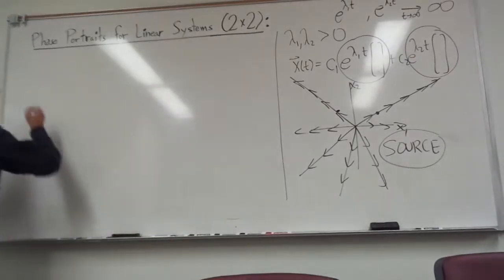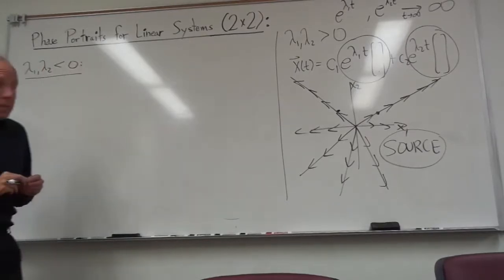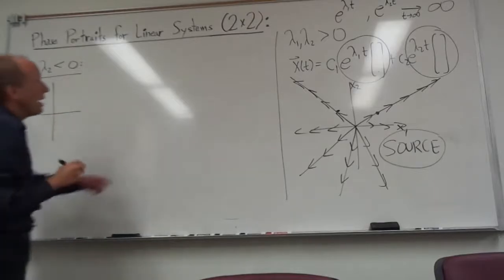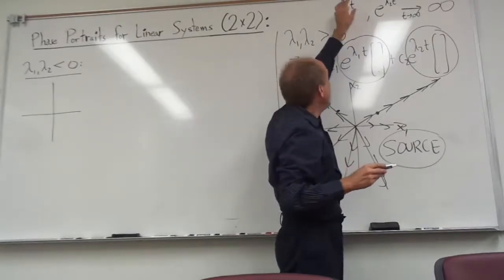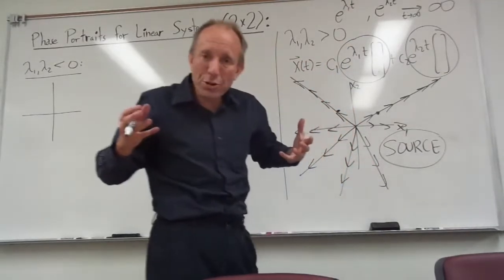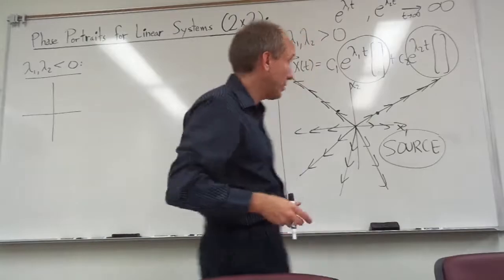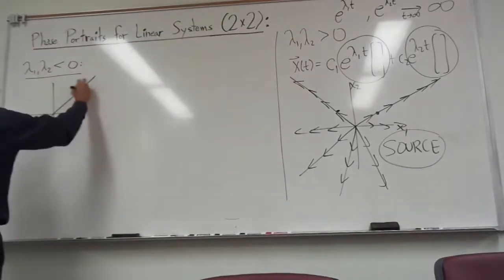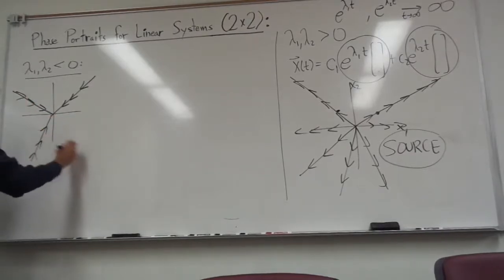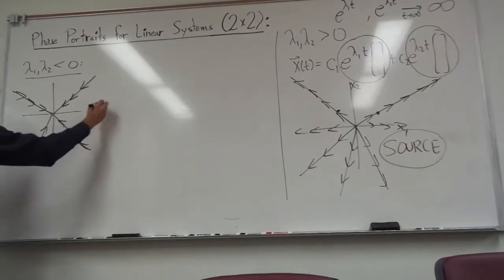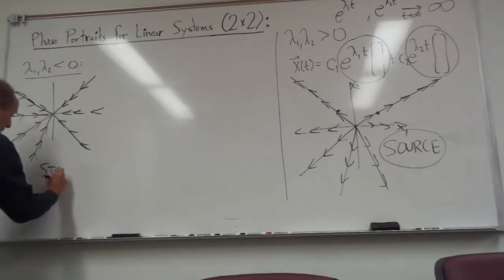Another possibility would be if both lambdas are negative. In that case, you won't be surprised, if the lambdas are negative, of course, e to a negative times t, then when t gets bigger, those exponentials actually go towards 0, don't they? Negative exponentials tend towards 0 as time goes on. That means that the exponentials are going to be shrinking the vectors. So as time goes on, notice the direction of the arrows that I'm putting on these curves here. They're all coming in towards the origin. This is called a sink.